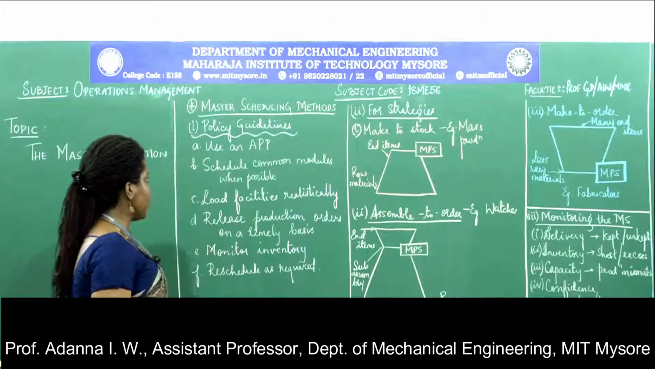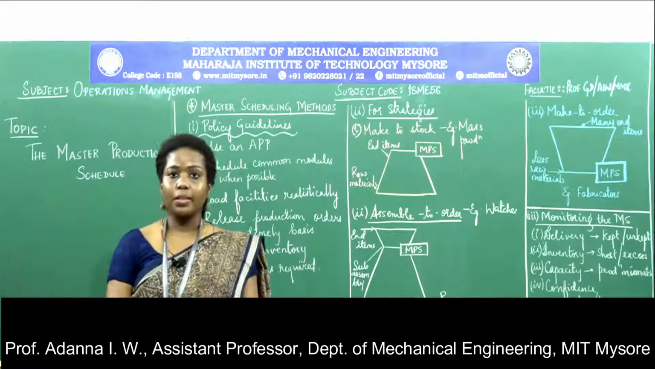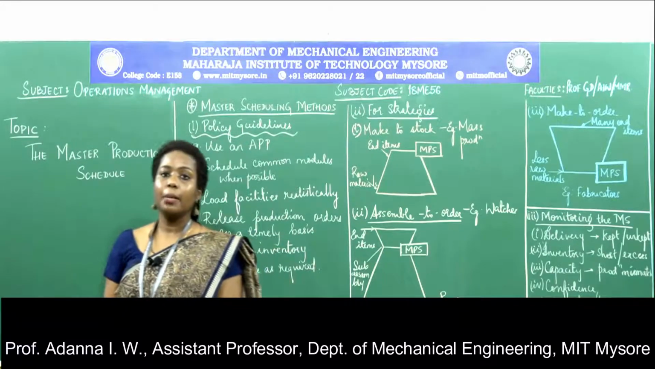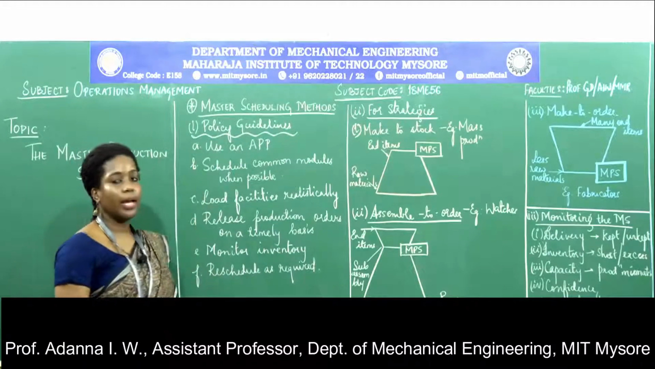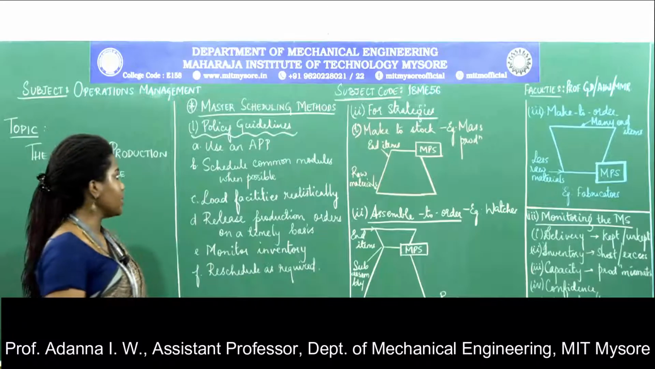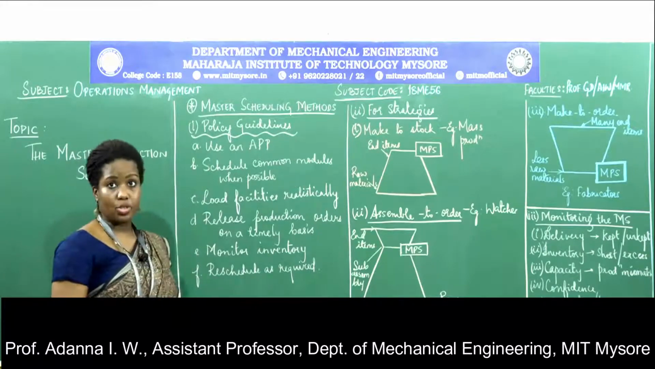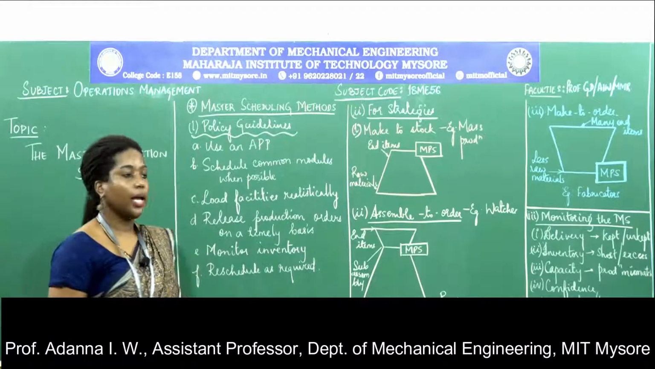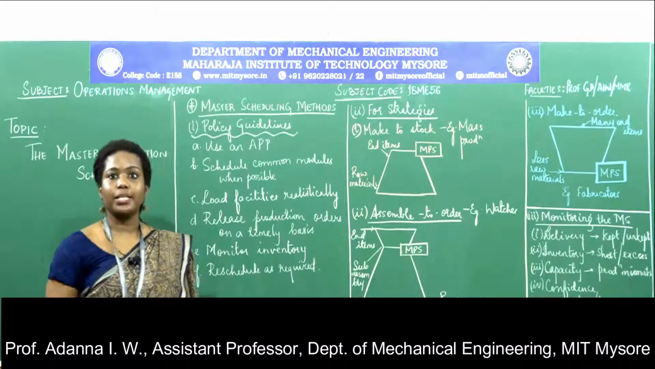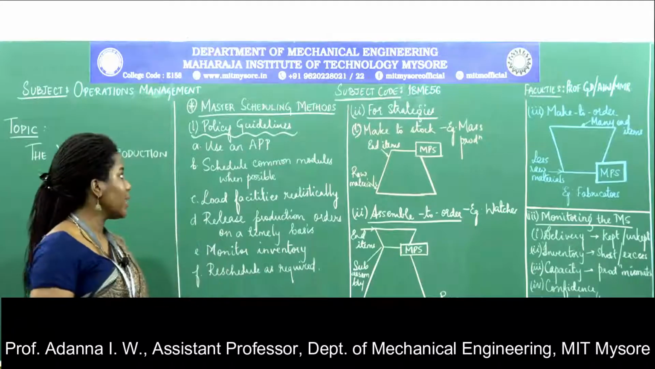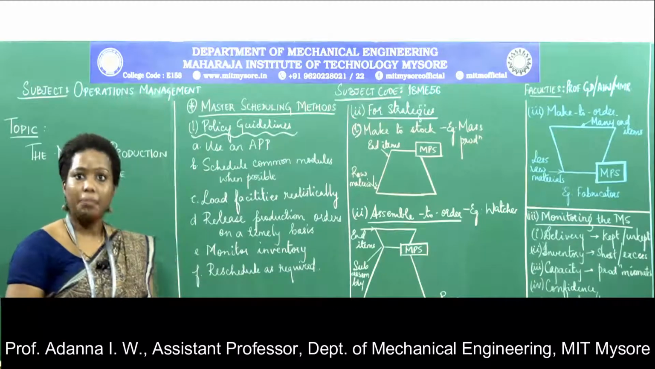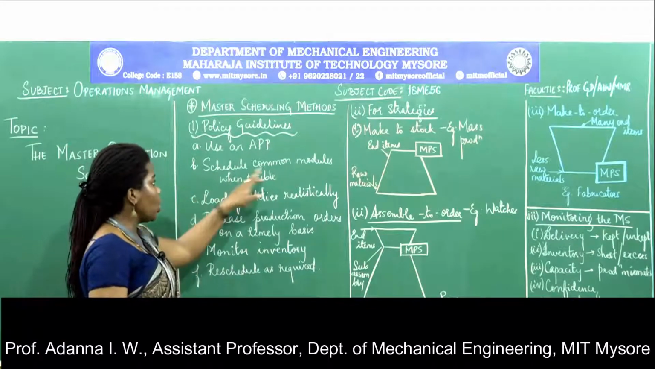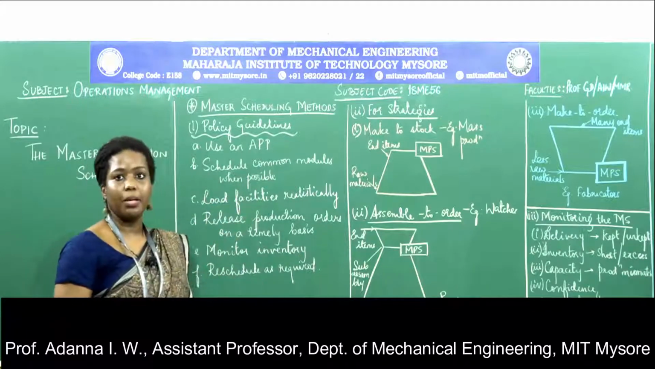So the first case is policy guidelines. When the master production schedule is created based on certain policy guidelines, we say that we are doing the MPS by policy guidelines. So we have been instructed every time in the master production schedule to use an aggregate process plan. You always have to use an aggregate process plan, so create it first before you go for the master production schedule. Schedule common modules whenever possible. What do we mean by this?